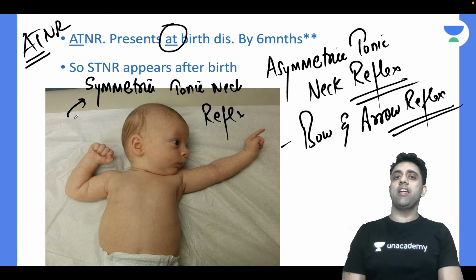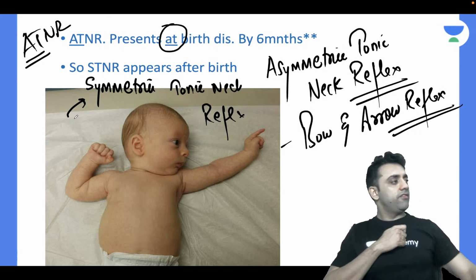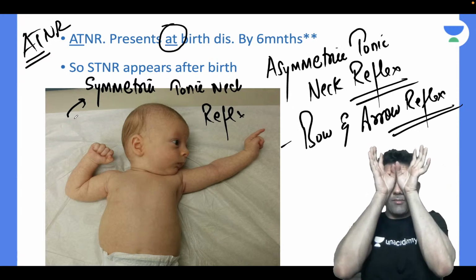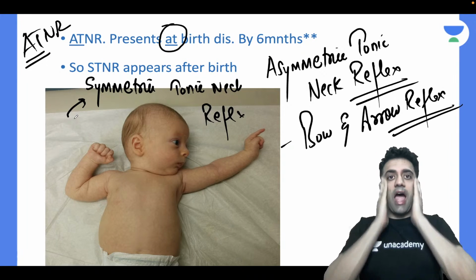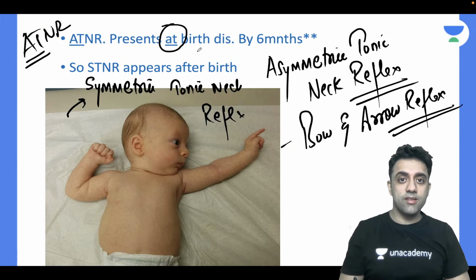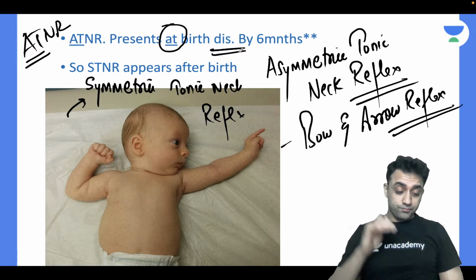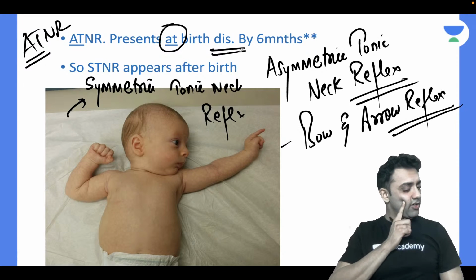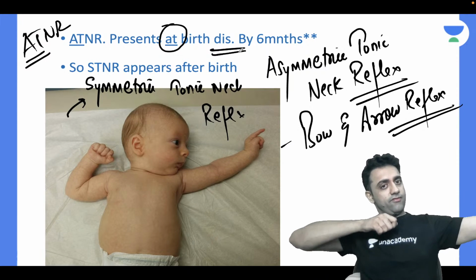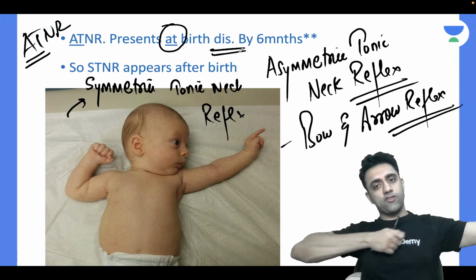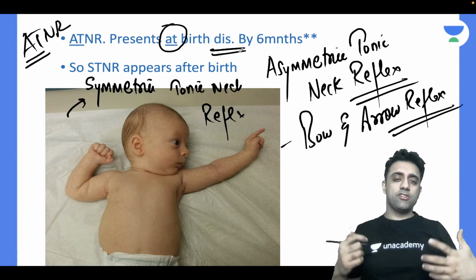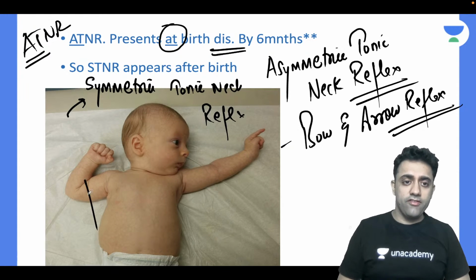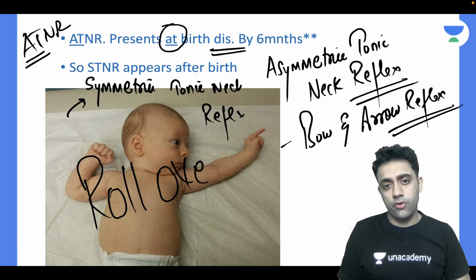For the first 6 months of life, if I turn the baby's head to one side, one part will extend and one part will flex. This is normal for a baby. But at 6 months of life, this will disappear. At 6 months, the baby will not do this bow and arrow posture. He will roll over.